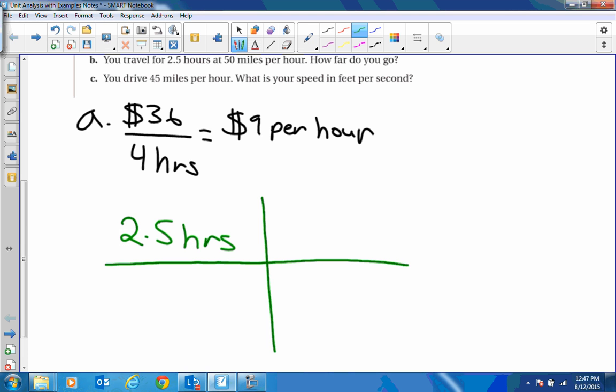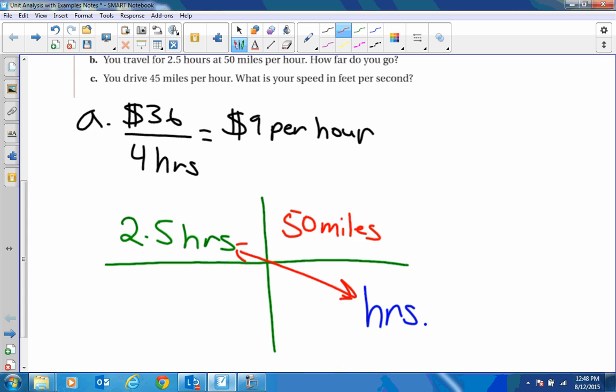So 50 miles per hour, you want to make sure that the units always cancel out. If you have hours right here, then you want to have hours diagonal from them, because the units always have to be diagonal from each other for them to cancel out. So the next thing they give us is 50 miles, so we're going to put 50 miles on top and 50 miles per 1 hour, so 1 hour on bottom. When we do that, the hours cancel out.